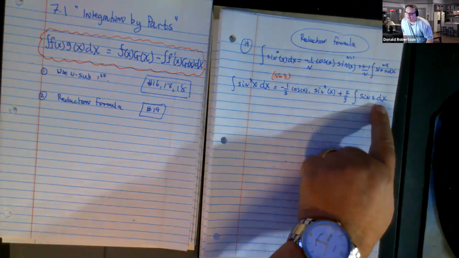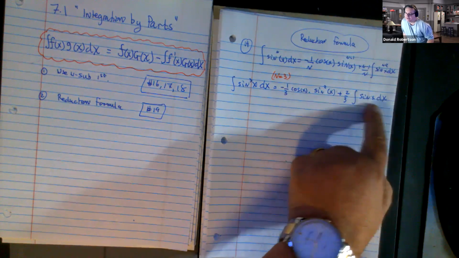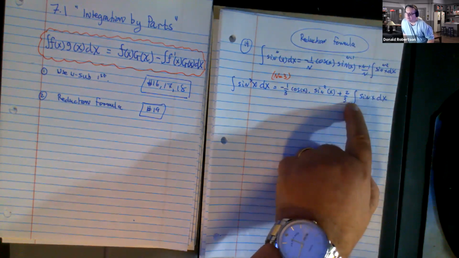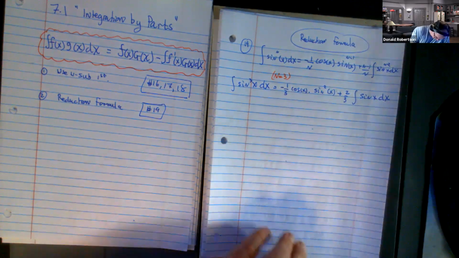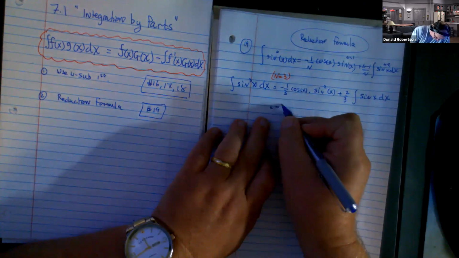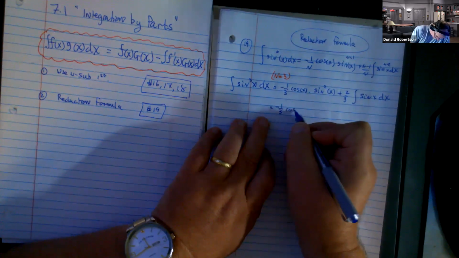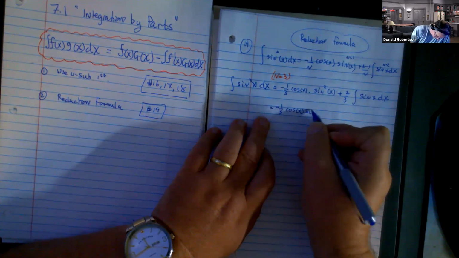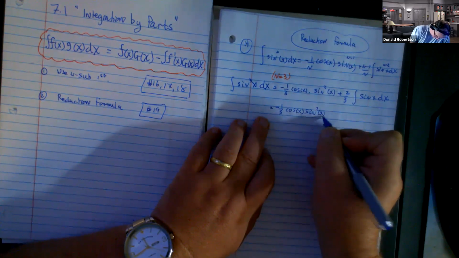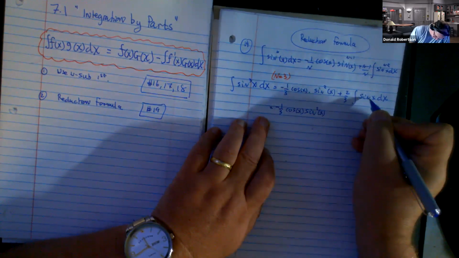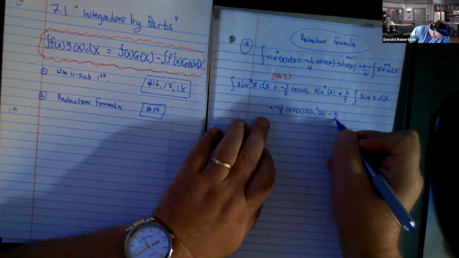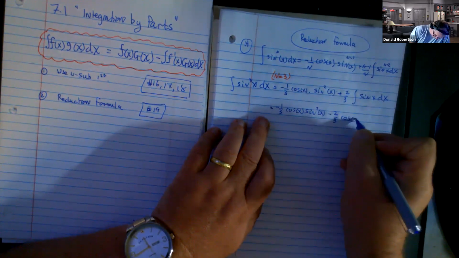Now, do you notice that you've still got a little baby integral at the end that you need to finish off? So let's finish it off then. It's going to be -1/3 cosine x sine squared x. If you integrate a sine, you get a negative cosine. And you're done.